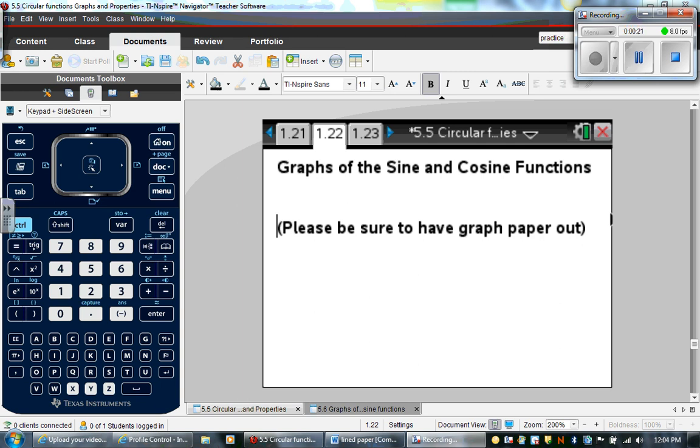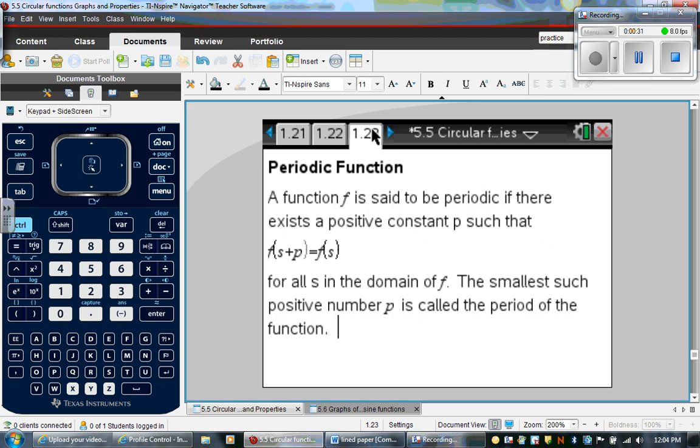Okay, so you need to make sure that you have graph paper out in front of you. You will be utilizing it. Preferably a ruler as well so you can draw your axes, and a pencil. Alright, so first let's talk about what a periodic function is. A periodic function is basically a function that repeats itself. Okay?